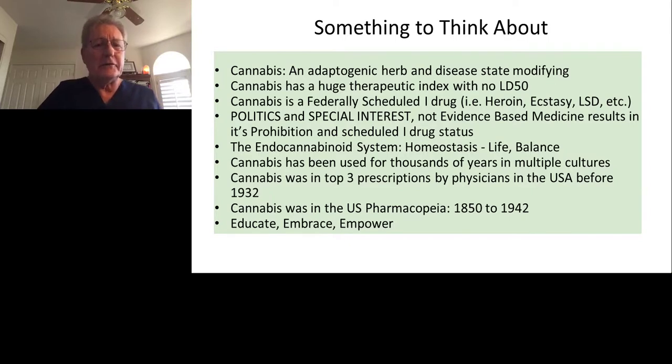Cannabis is an adaptogenic herb, and it's disease state modifying. Adaptogens are substances that help you arrive at homeostasis. Cannabis has a huge therapeutic range and no LD50. Cannabis is a federally Schedule I drug still today. Politics and special interest, not evidence-based medicine, result in its prohibition and Schedule I drug status. The endocannabinoid system is profound, and it drives our homeostasis.